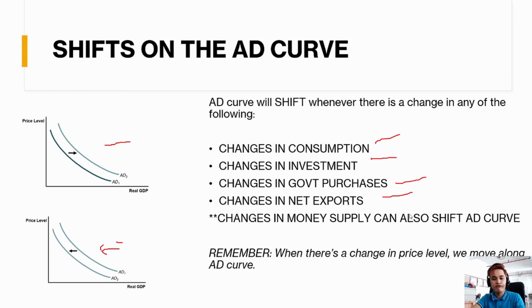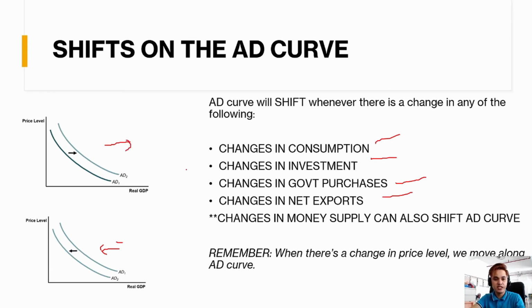So let's say the investment spending will increase because businesses are predicting positive business conditions, let's say a higher profit in the future. So firms will tend to invest more in facilities and infrastructure. So an increase in investment will tend to shift our AD curve to the right.